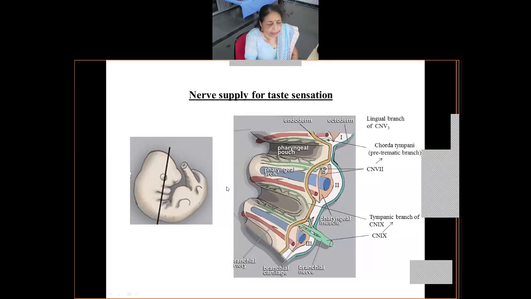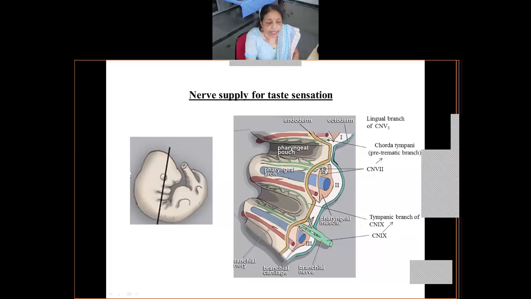Now the nerve supply of the tongue. I have already said that the anterior two-thirds is supplied by the lingual branch, because it is developed from the mandibular arch. Suppose this is the mandibular arch, so the anterior two-thirds will be developed from the first arch and supplied by the lingual branch. This is the second arch, and here the nerve is the facial nerve.